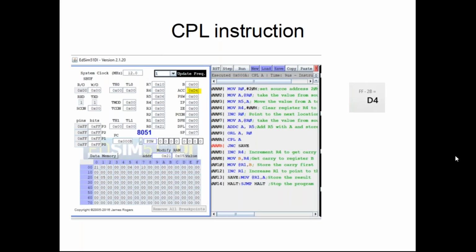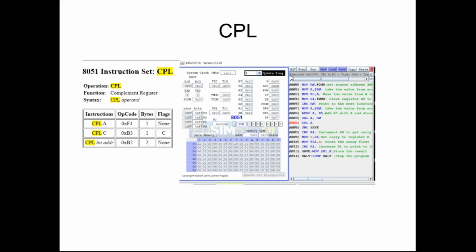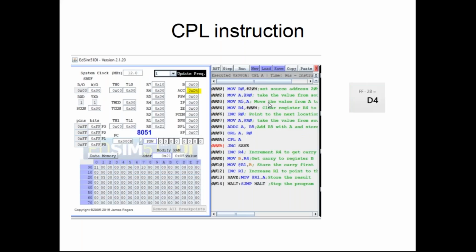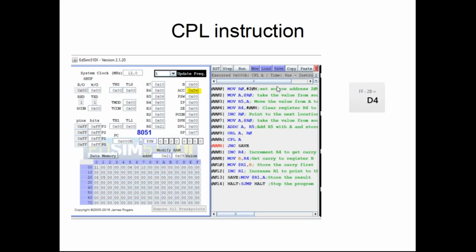So you could see that I have a value of 2B on the accumulator register, and I'm going to execute an instruction called complement. After the complement instruction is executed, the value of the accumulator has become D4. In the previous slide, the value of the register was 2B. Now it has become D4. Why it has become D4 is we have subtracted FF minus 2B and the value is D4.